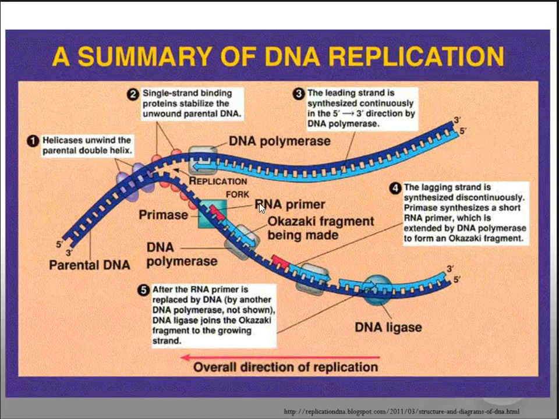I just want you to know the overall process. But I do want to say something really interesting about this other strand. This other strand is oriented backwards to this one, which means the 3' end is over here. So the replication is going to be at the replication fork, but it's going to have to go backwards.